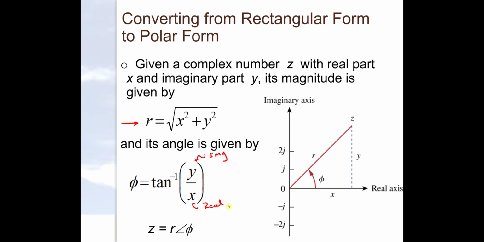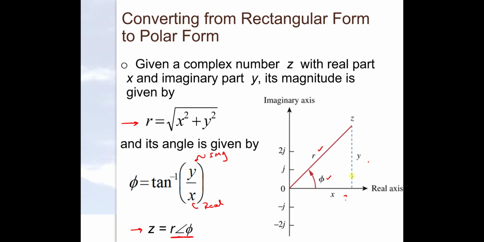And once you have the magnitude and phase, your complex number in the polar format can be written using this form. Okay. Now can we reverse it back? Assume that if I know r and I know phi, can I get the real part and the imaginary part? The answer is also yes.